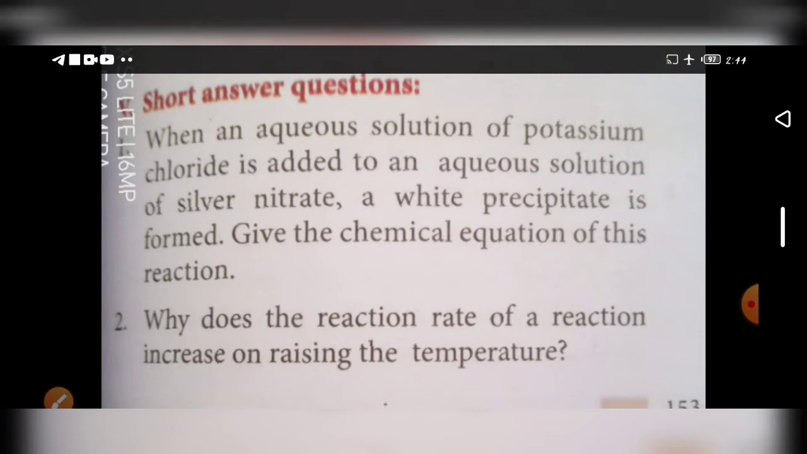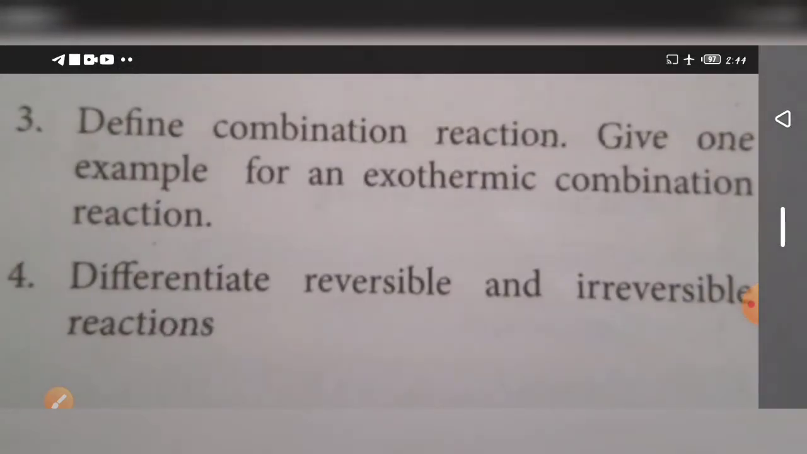Next we go to the third question. Define combination reaction. Give one example for an exothermic combination reaction. All combination reactions are exothermic reactions. So page number 139, you go there. First A side, 10.1 A side, that is 139. Combination reaction heading. A combination reaction is a reaction in which two or more reactants combine to form a compound. It is otherwise called a synthesis reaction or composition reaction. Up to that you write down.